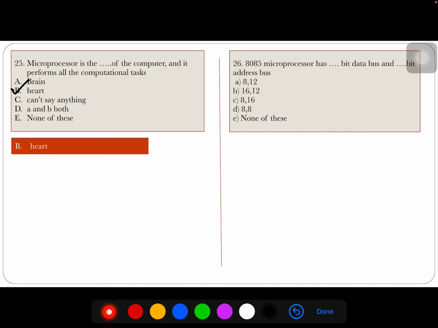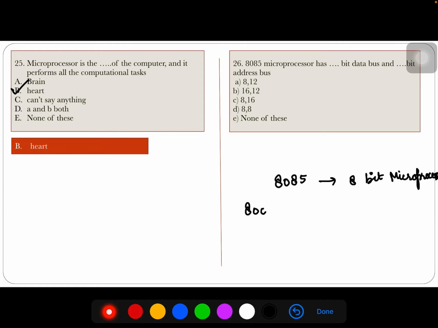Now there are various microprocessors available in the market, and one of the microprocessors is 8085. 8085 has dash bit data bus and dash bit address bus. Basically, 8085 is the microprocessor series, and it is an 8-bit microprocessor. What does 8-bit microprocessor mean? That it can process 8 bits at a time. That is the meaning of 8-bit microprocessor.